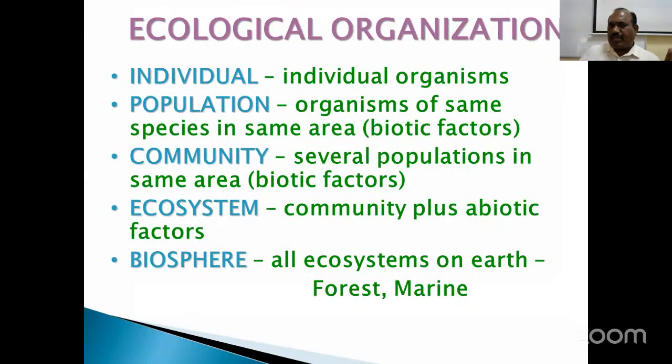Ecological organization: you say individual, population, community, ecosystem, biosphere. Individual: an organism in a place. Population: a combination of organisms of the same species in the same area. Community: several populations of different species in the same area with biotic and abiotic factors. Ecosystem: the community plus abiotic factors. Biosphere: all ecosystems on earth, forest and marine. You got the point here, how this ecological organization goes from individual to biosphere.